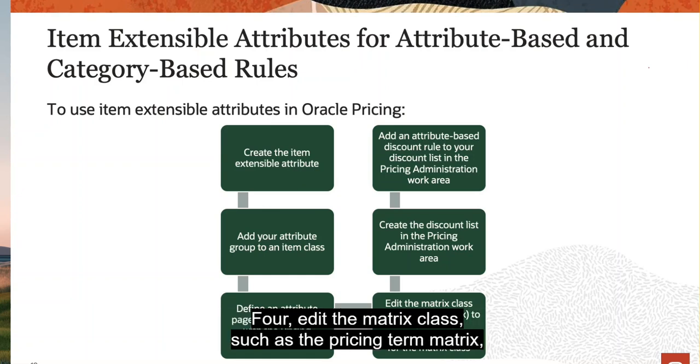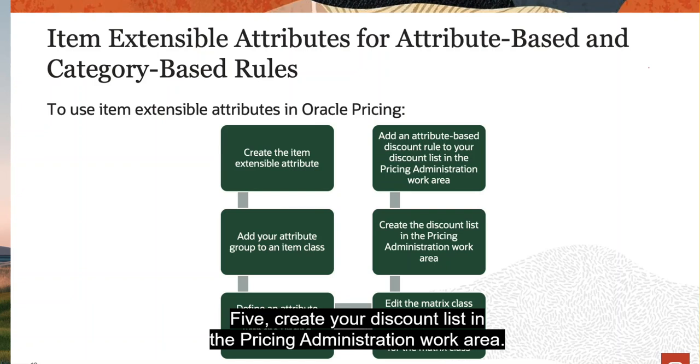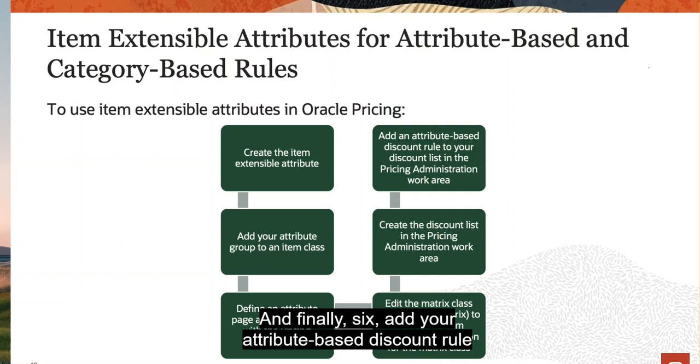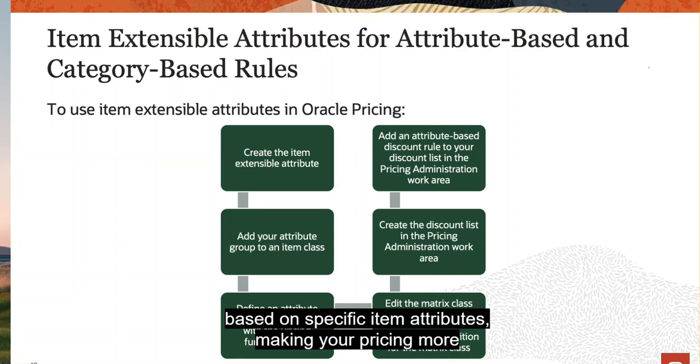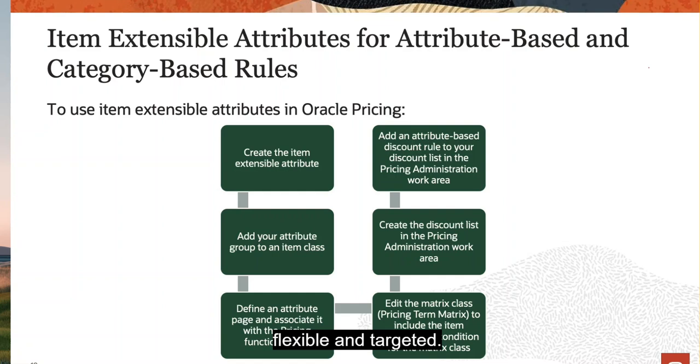4. Edit the matrix class, such as the pricing term matrix, so that it includes your item attributes as a condition. 5. Create your discount list in the pricing administration work area. And finally, 6. Add your attribute-based discount rule to the discount list in pricing administration. Following these steps lets you tailor discounts based on specific item attributes, making your pricing more flexible and targeted.